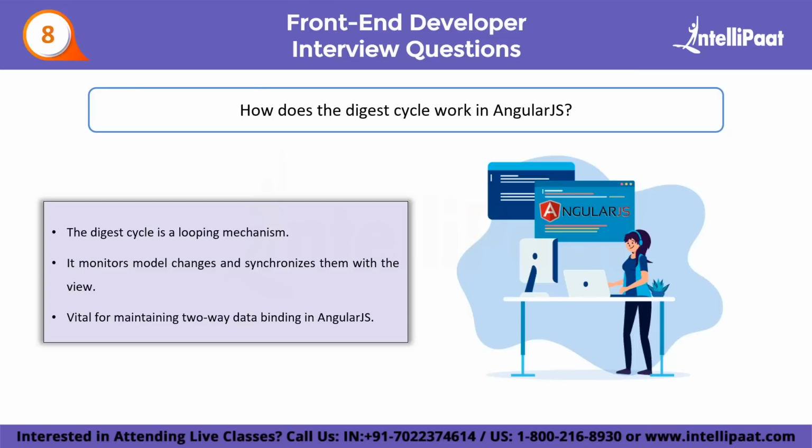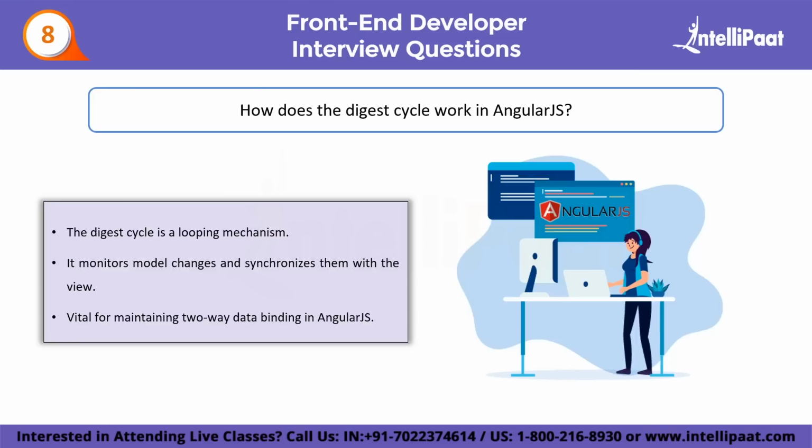The digest cycle is a loop that runs multiple times until all the watchers no longer detect any changes. In each iteration of the loop, AngularJS checks all the registered watchers. If a watcher detects a change, it updates the corresponding part of the DOM and triggers subsequent watchers, possibly causing more changes.